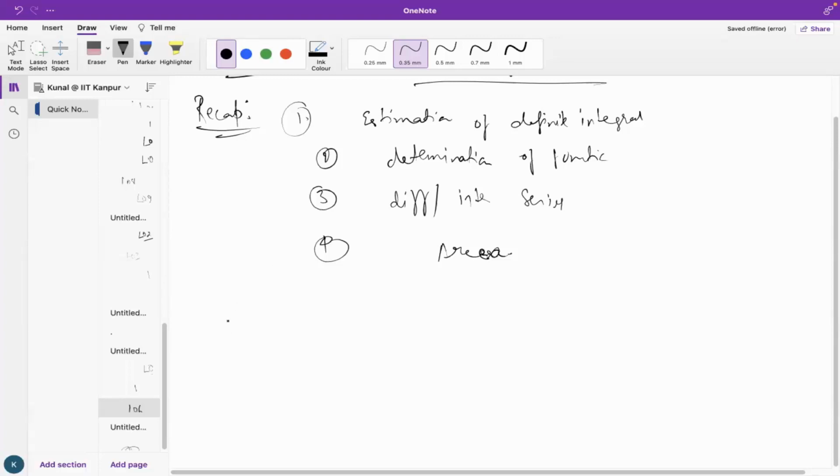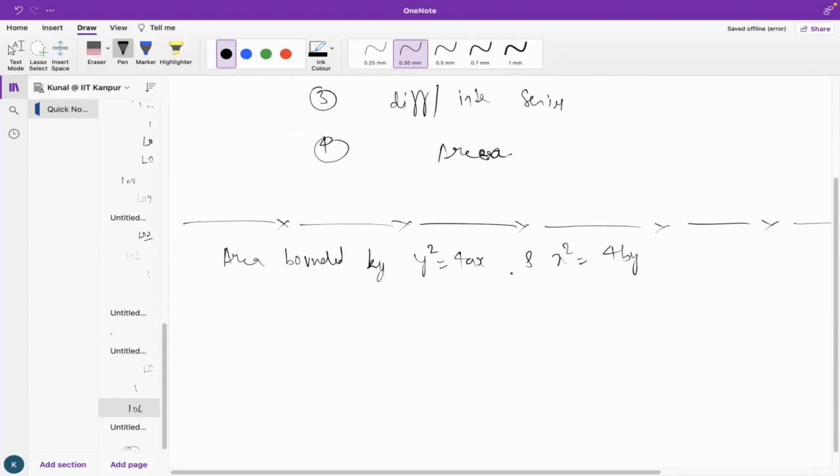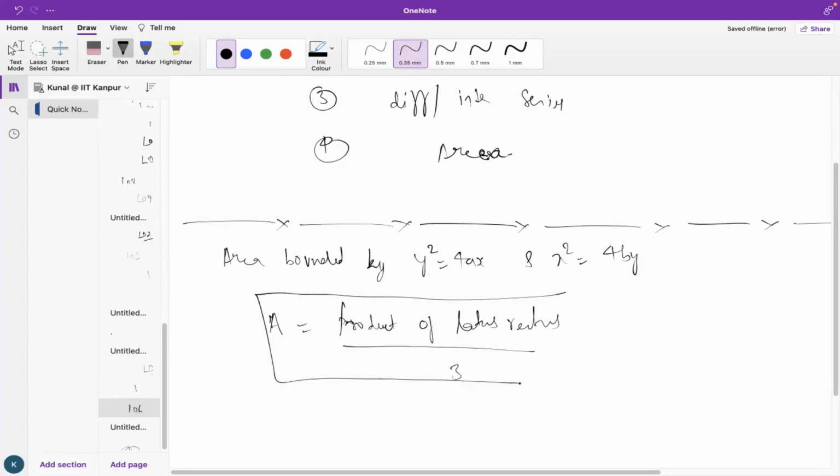So the property is something like, if we are taking the area bounded by two parabola, which is something like x square is equal to 4ax and x square is equal to 4by, whatever. So the area bounded by these two parabola will be the product of latus rectum by 3. And I hope you'll all remember this, which is actually equal to 4a into 4b by 3, right? तो हमने ये कल प्रूव करा था.